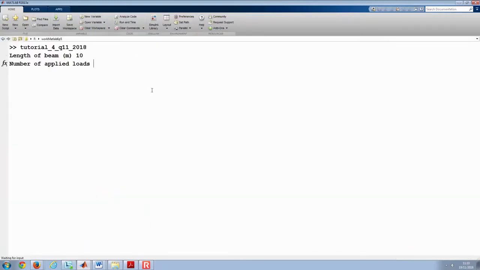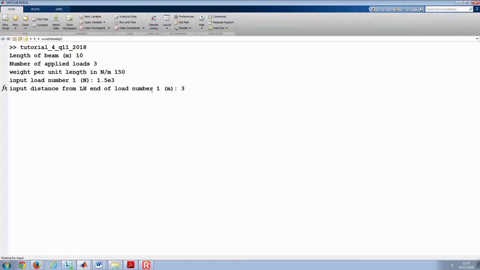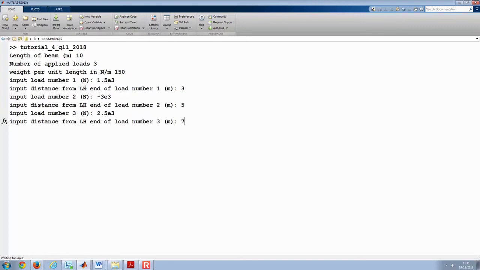Length of beam 10. Number of applied loads is 3. 150. 3 to 1.5 E3. 3, minus 3 E3. 5, 2.5 E3. 7. Notice the program must tell the user what units to use. So make sure that in your input interface you specify to the user what units to use.